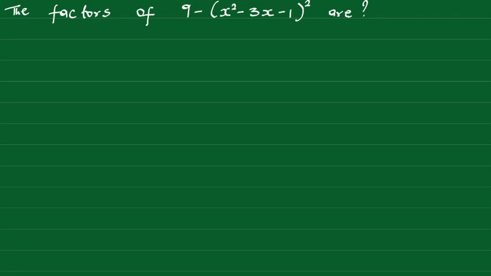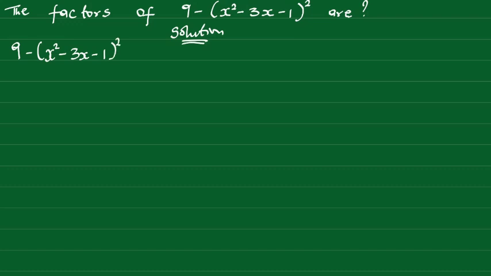We have this question from JAMB 1985, question 17, where we're asked the factors of 9 minus (x squared minus 3x minus 1) squared are what? In order to solve this, we dive into the question by writing solution. We copy out our expression. We have 9 minus (x squared minus 3x minus 1) squared.